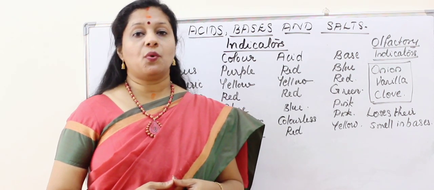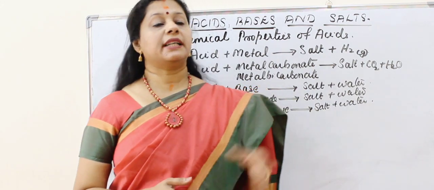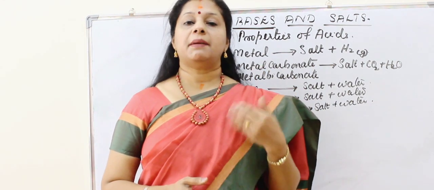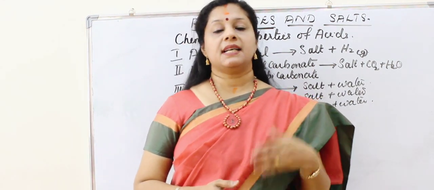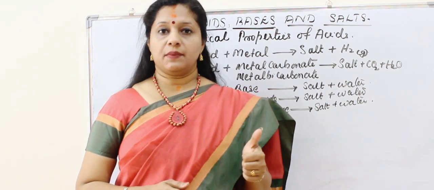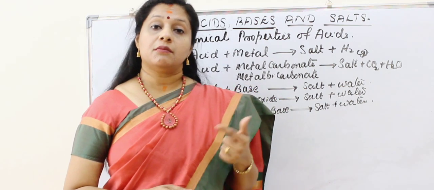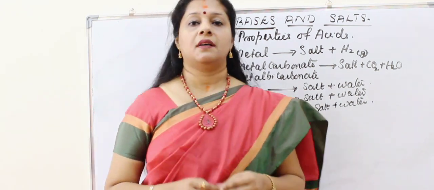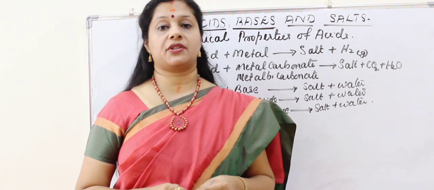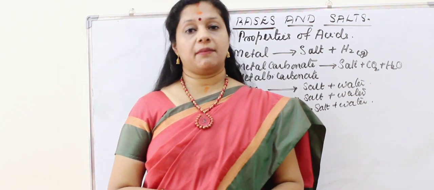Now we will move on to study acids in detail. We have to learn the chemical properties of acids, but before we go into chemical properties, let us discuss the physical properties of acids. First thing we saw, acids are sour in taste. Acids turn blue litmus to red color. Solutions of acids can conduct electricity. So these are the physical properties. Now coming to chemical properties.